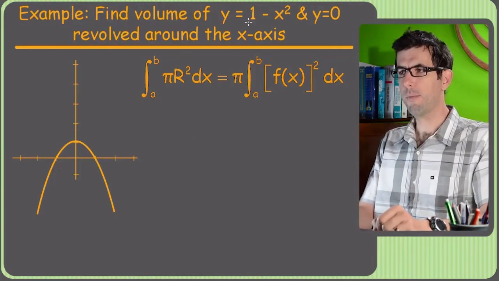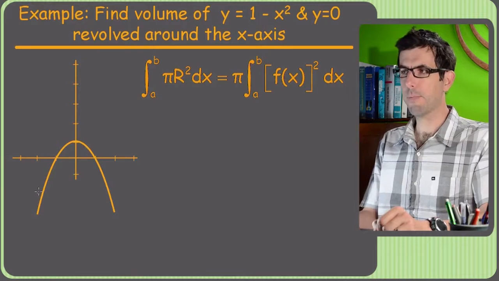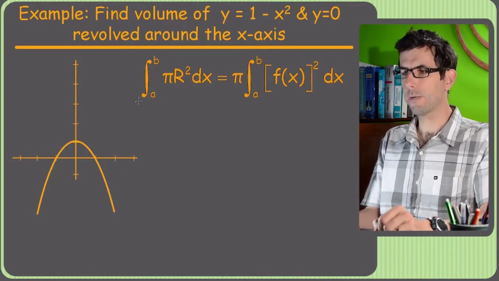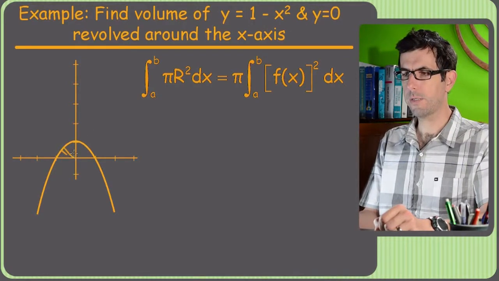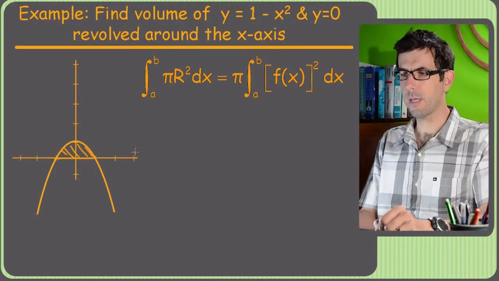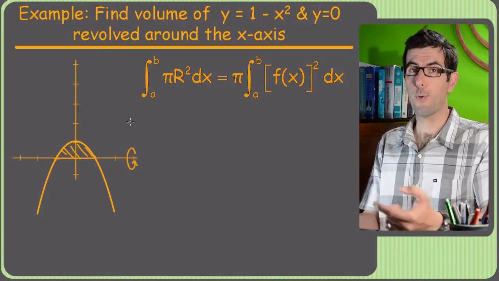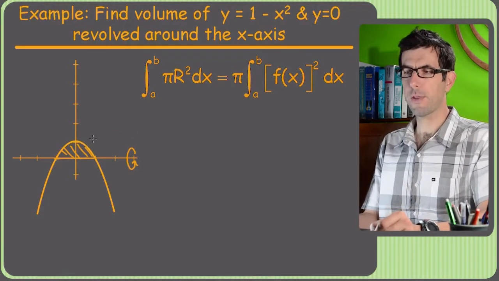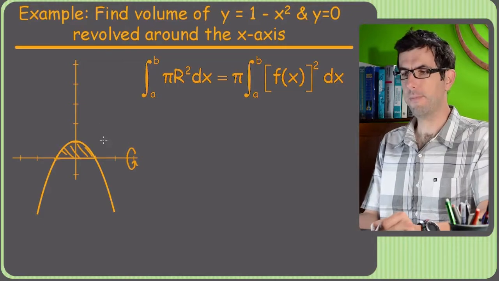Alright, find the volume of 1 minus x squared. Our region is 1 minus x squared, which is an upside down parabola, and y equals 0. So here's our region, revolved around the x-axis. So once again, we're going around the x. In a second, we'll see what it's like to go around the y-axis. Really just switch all the letters around, but it's not very different.